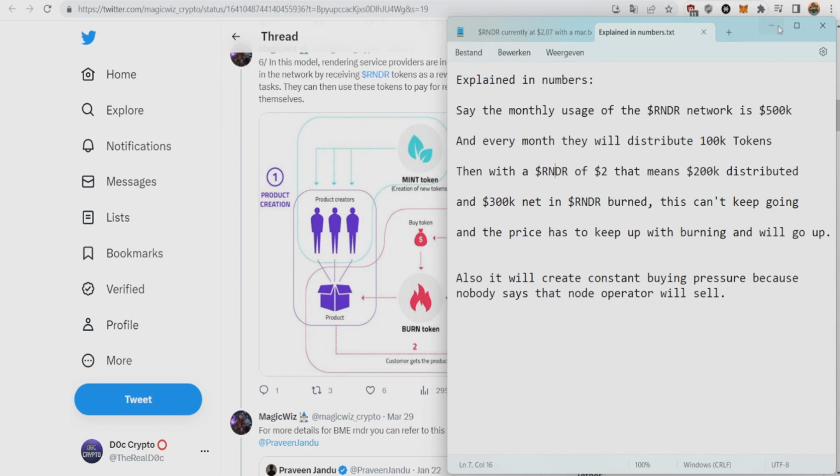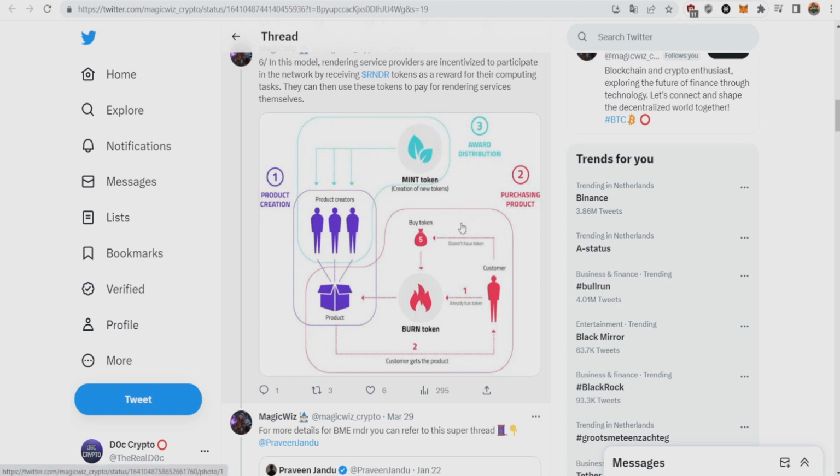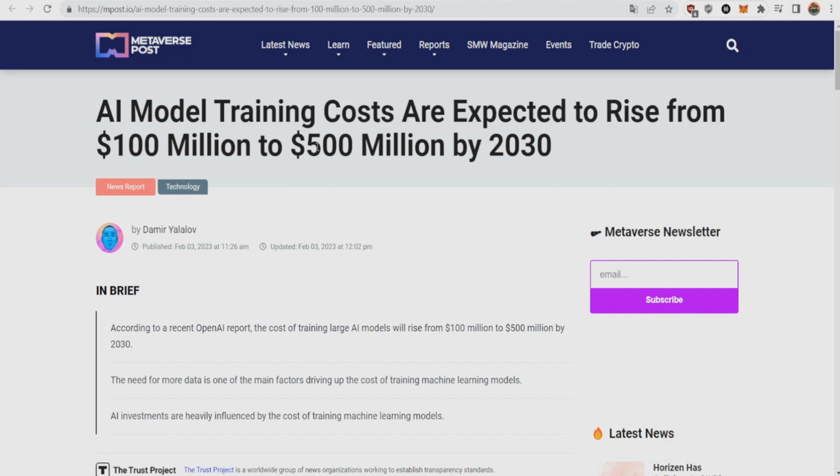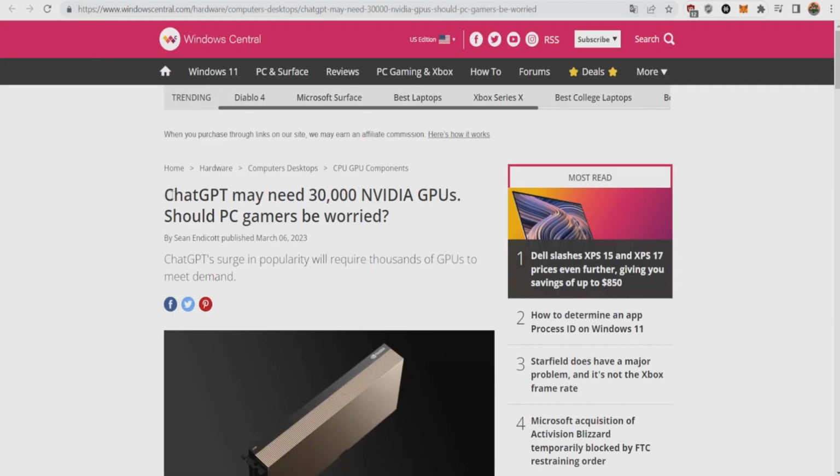And you guys might be thinking, well, Doug, will it actually grow so much that it has such a big impact? Well, if you guys don't know yet, AI model trainings are now expected to rise from $100 million to $500 million by 2030. So training an AI model now costs around $100 million. We saw that with Microsoft, we saw it with Google, we saw it with ChatGPT, everyone. If we talk about ChatGPT, ChatGPT currently needs 30,000 NVIDIA GPUs to get its training model going and upgrading, and they don't even have enough. The CEO even stated they cannot upgrade ChatGPT anymore because they don't have enough GPUs.